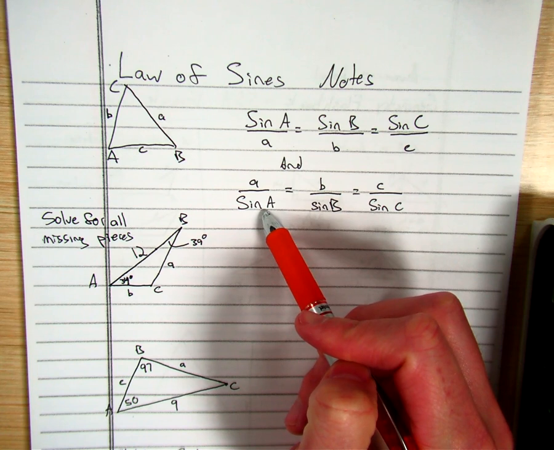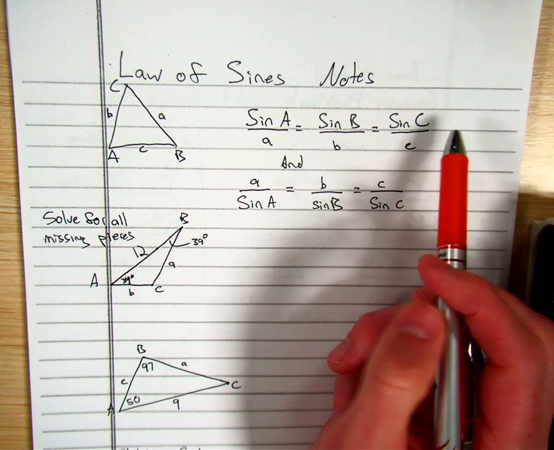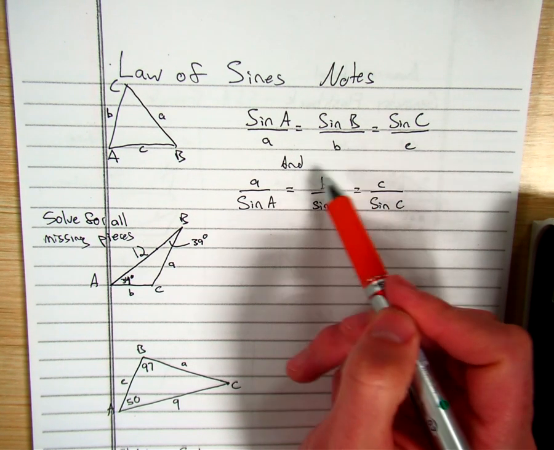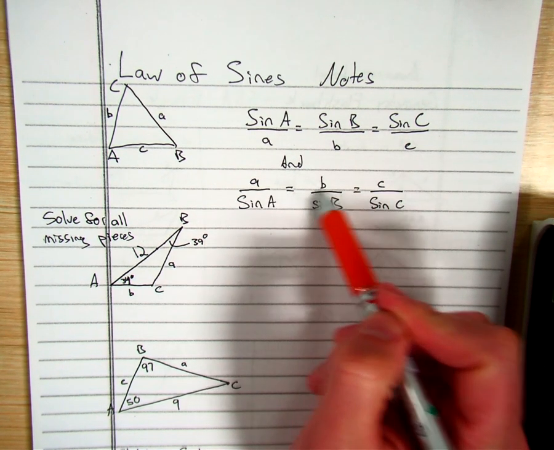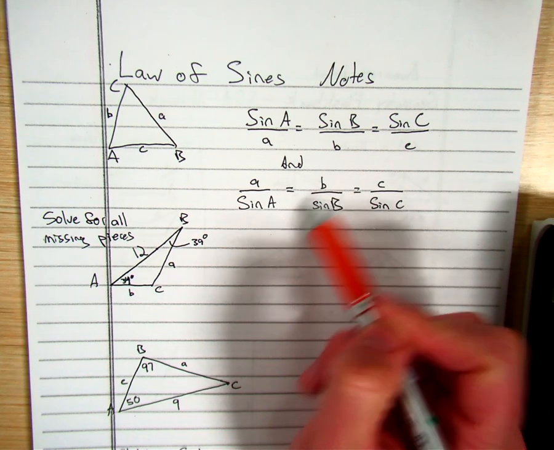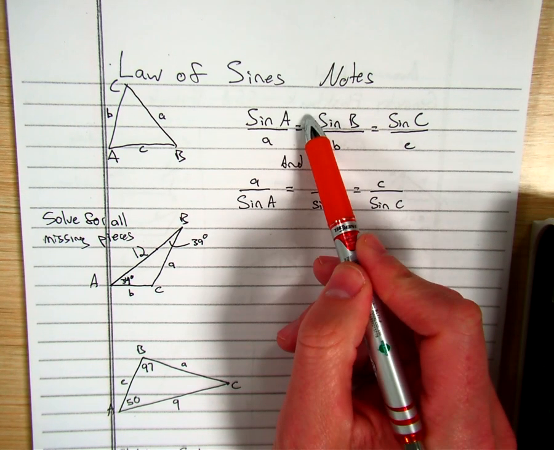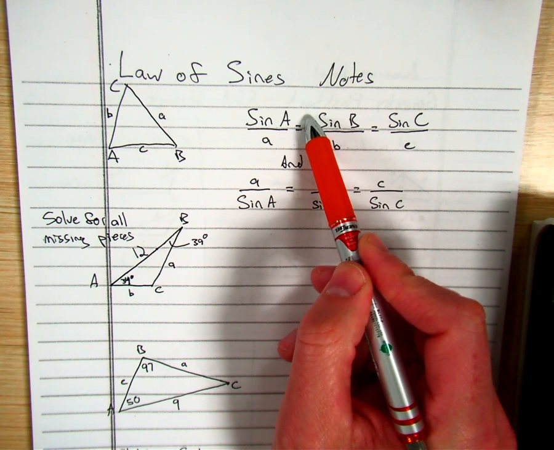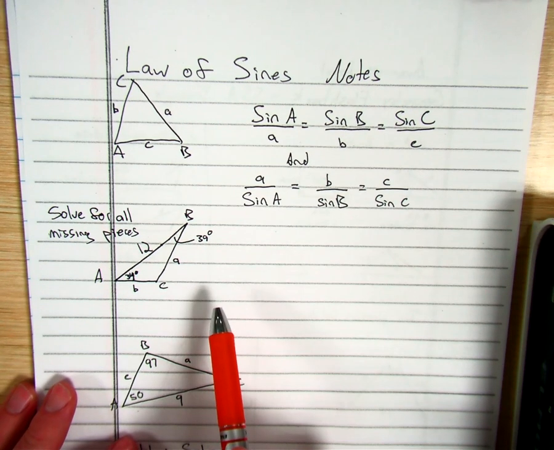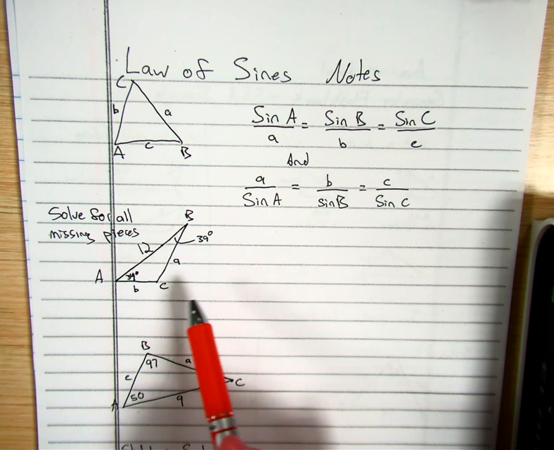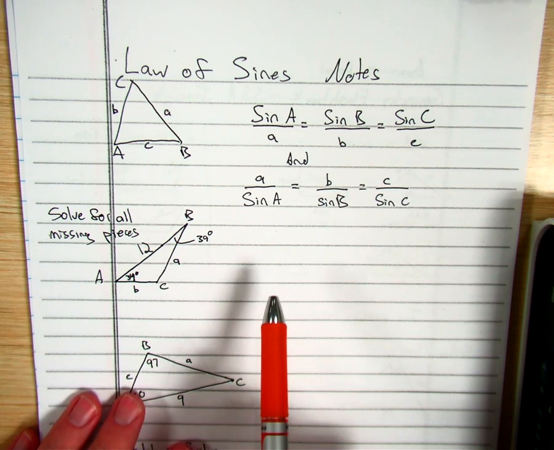If you're trying to find a side length, I would have the side lengths on top in your ratio. And if you're trying to find an angle, I would put the angle stuff on top. Alright, solve for all the sides, or all the missing pieces.